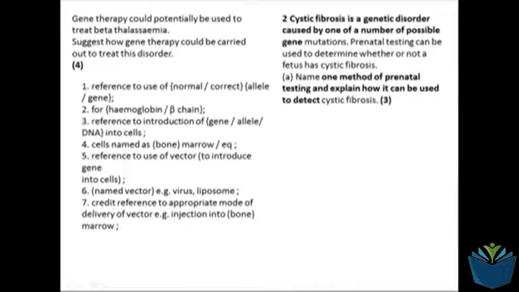Now the problem with gene therapy is the fact that it's not always effective over the long term, and so this type of gene therapy requires repeated treatment, so you could also mention that here, and so it's only 4 of those for the mark. Okay, so the final question today: gene therapy could potentially be used to treat beta thalassemia. Suggest how gene therapy could be carried out to treat this disorder.